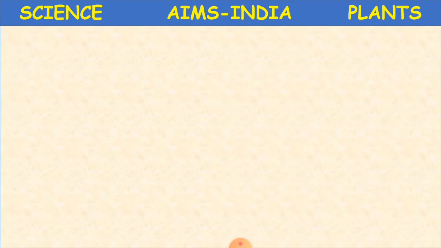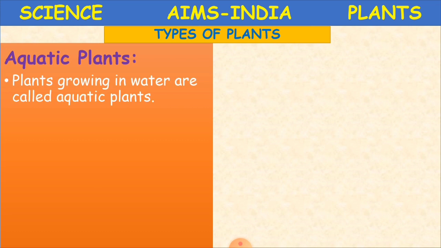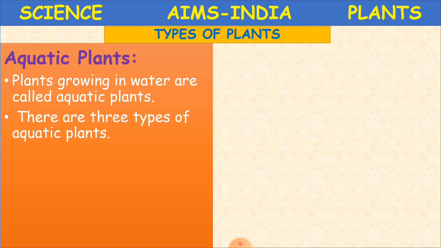Now we are going to learn more about the plants, like types of some more plants. What are they? They are aquatic plants. What do you mean by aquatic, children? Aquatic animals, aquatic plants, aquarium. So aquatic is nothing but water. Here, aquatic plants means plants growing in water are called aquatic plants.